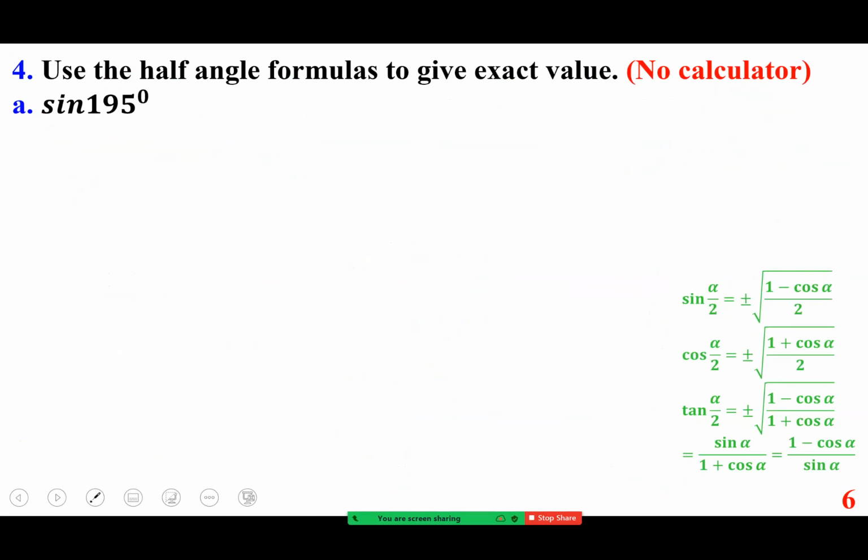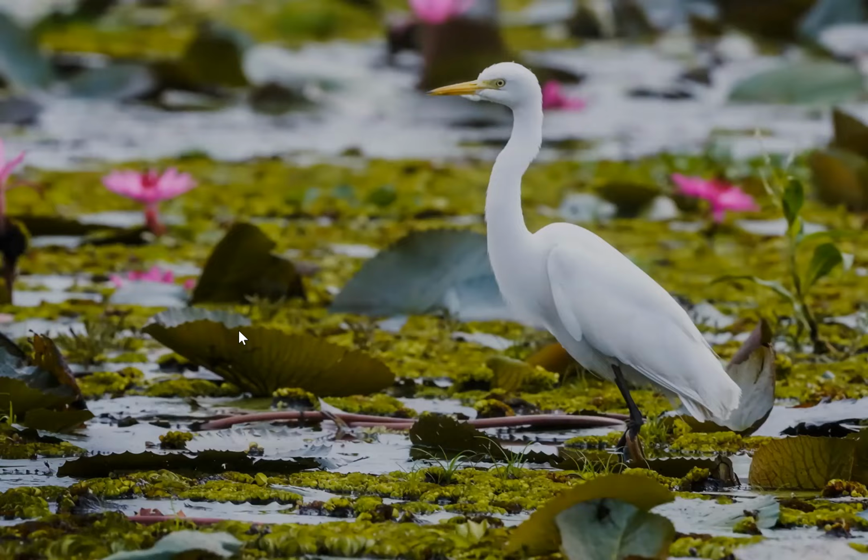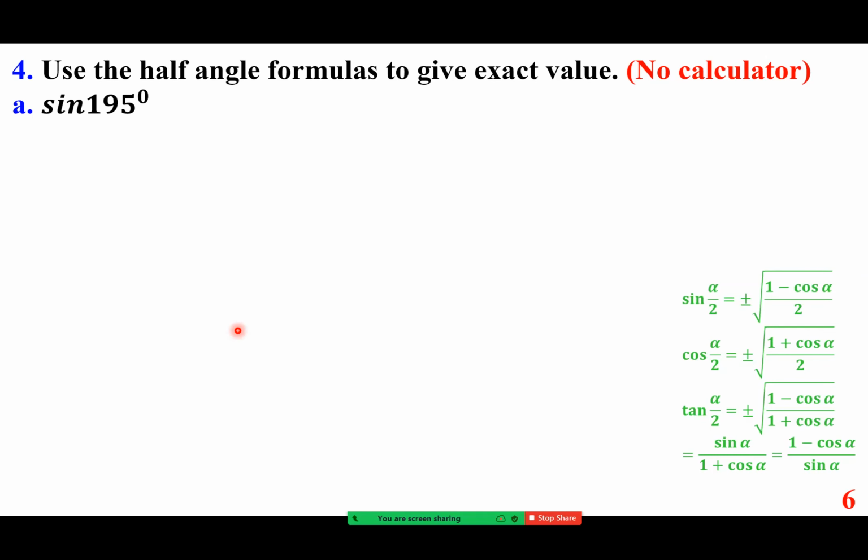All right, we want to use the half angle formulas to come up with the answer for sine of 195 degrees. So it will be sine of 390 divided by 2, which makes it a common arc. So 390 divided by 2. And we are going to use this formula, plus minus the square root of 1 minus cosine of alpha, which means cosine of 390, over 2.